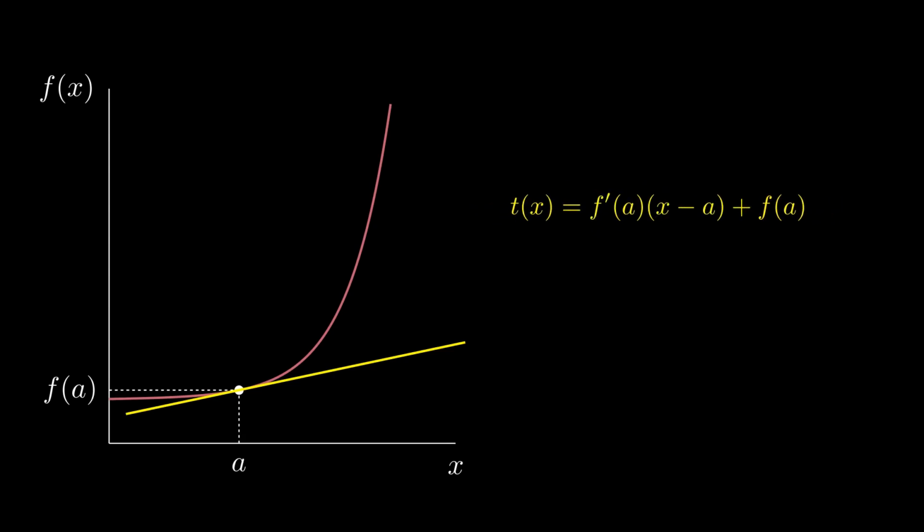So there you have it. The instantaneous rate of change of a function at a specific point is captured by the slope of the tangent line at that point, and that's the meaning of the first derivative.